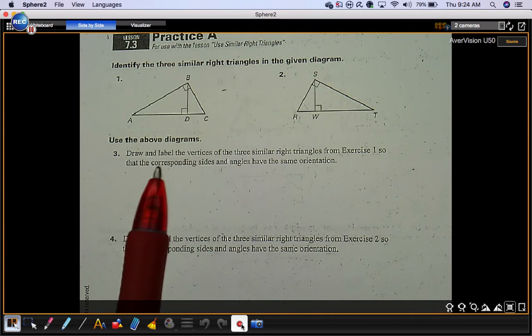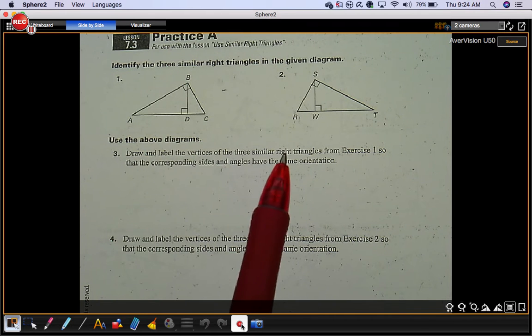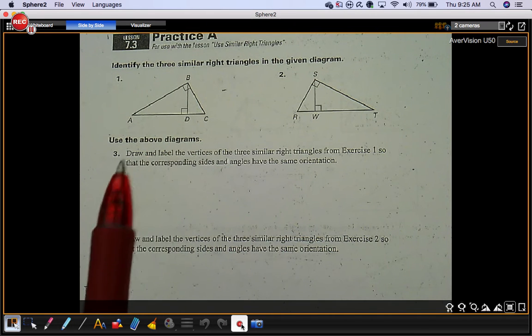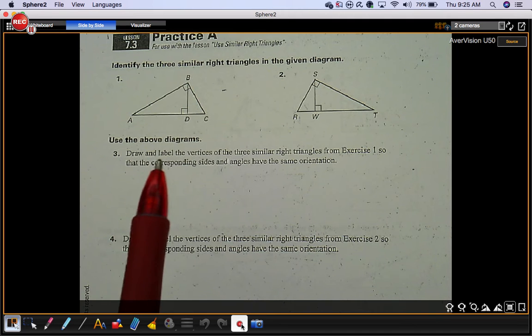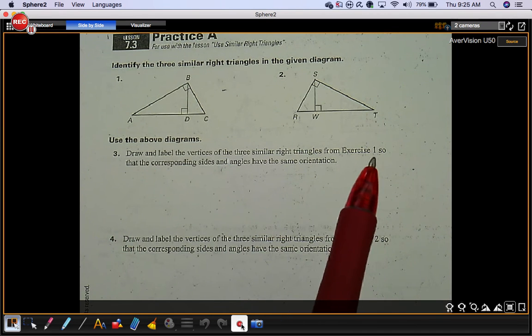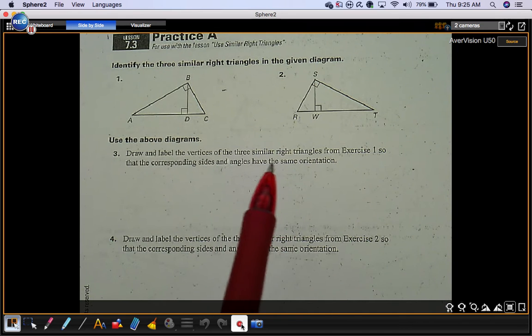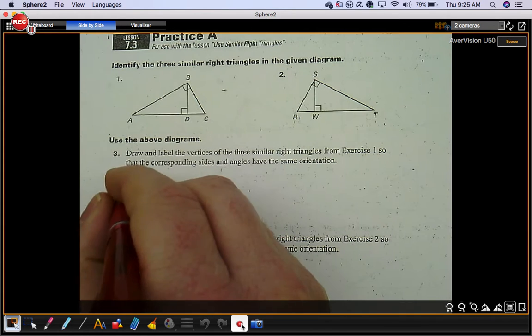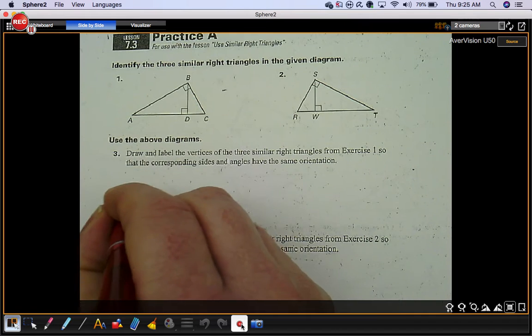We're going to do that, but we're going to do number 3 at the same time, and it'll be easier to answer this question. Okay, so number 3 says to draw and label the vertices of three similar right triangles from exercise 1 so that the corresponding sides and angles have the same orientation. So remember, this is how we did this in our video.